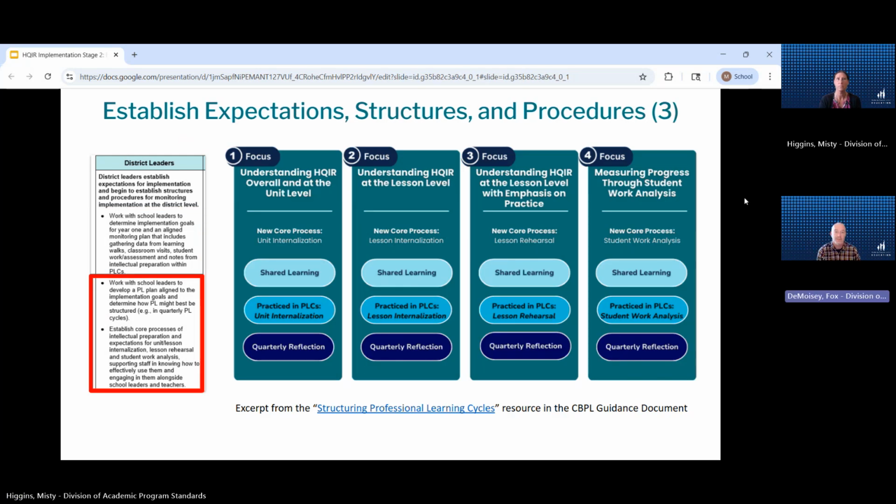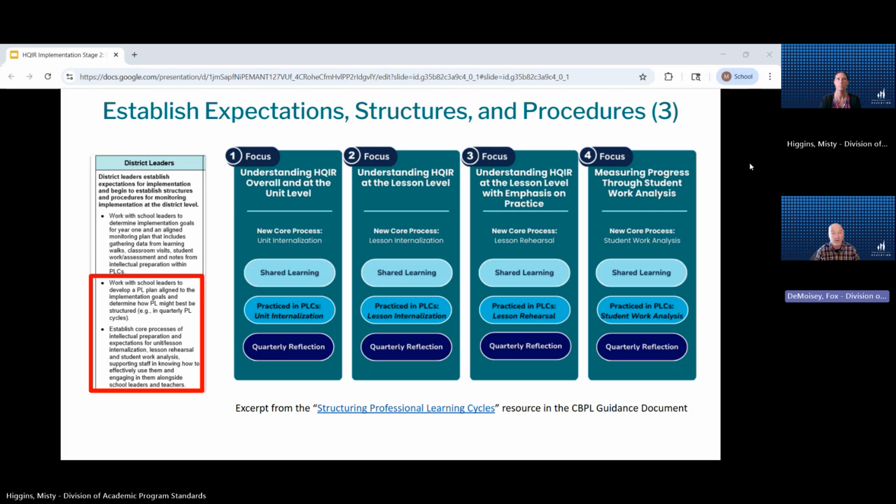So when we look at the two responsibilities in the red box here, and in particular at developing a professional learning plan aligned to implementation goals and determining how best to structure that PL, while also considering the core processes of intellectual preparation, this figure from the Structuring Professional Learning Cycles resource can be useful to consider, since it shows a coherent way the core processes of intellectual preparation can be established within a yearly PL plan.